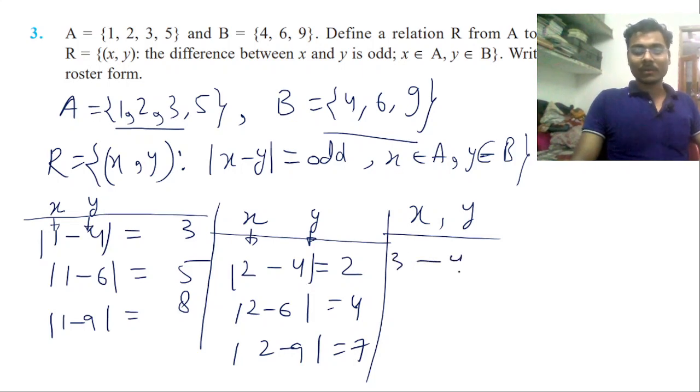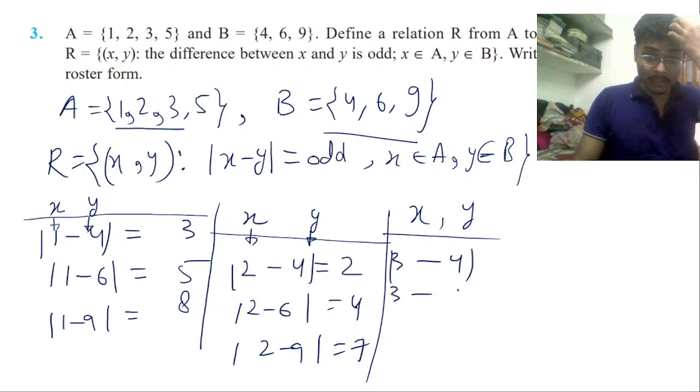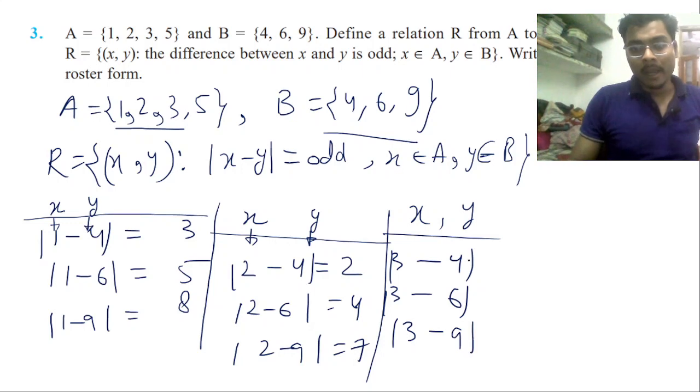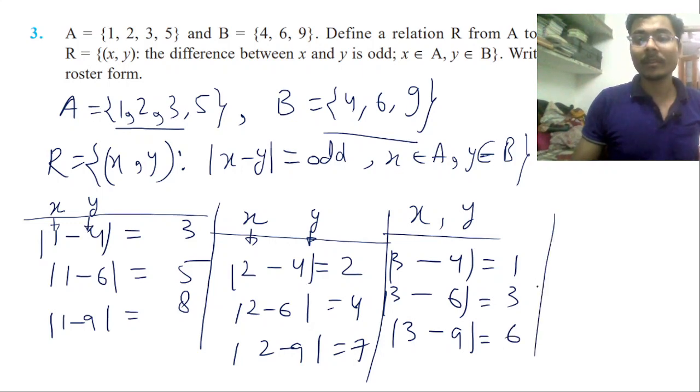Okay, 3 minus 4, then 3 minus 6, then 3 minus 9. 3 minus 4 is 1. This is 3 and this is 6. Last column we will have to subtract 5 with 6.